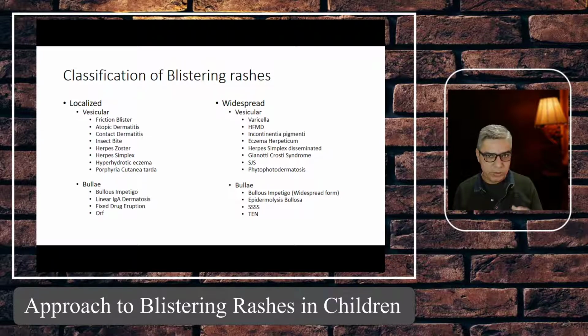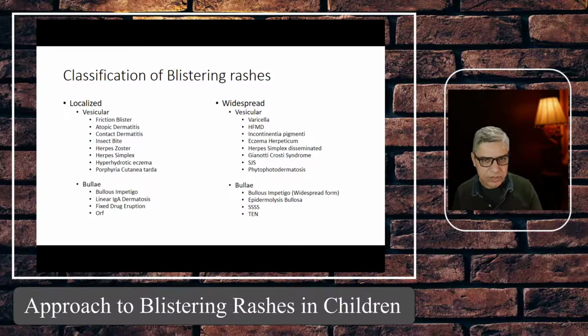And again, within localized, you have to see whether it is a vesicular lesion or a predominantly bullous lesion. Similarly, if it is widespread, again, you have to do a clinical examination to see if the majority of the lesions are vesicular or bullous in nature. So it's very important to see, first, whether they are localized or widespread, and second, whether they are predominantly vesicular or predominantly bullous.